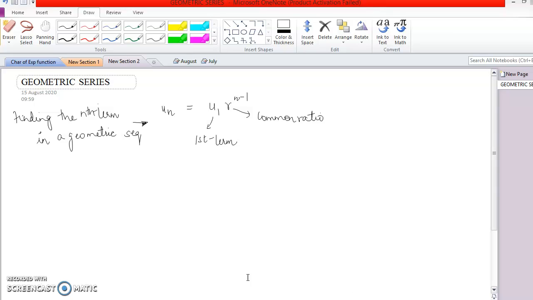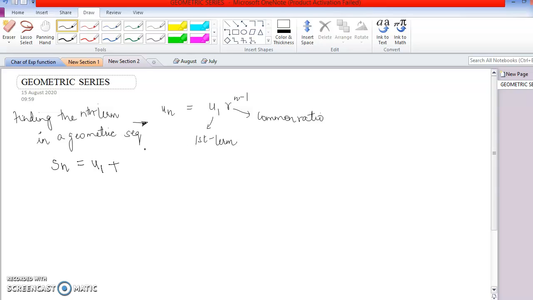We've already found out that un = u1 r^(n-1). Now I'm just going to go ahead and use this tool. If I want to find the sum, I will write Sn is equal to the first term in terms of our nth term of a geometric sequence. If it's the first term, it's going to be u1, right? Because when I say n is 1, then 1 minus 1 is 0, and r to the power of 0 is 1. Therefore, the first term would become u1.